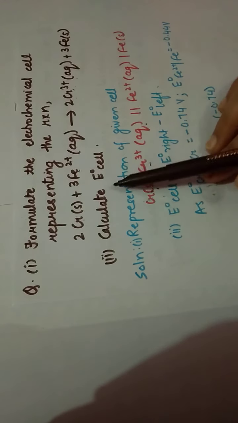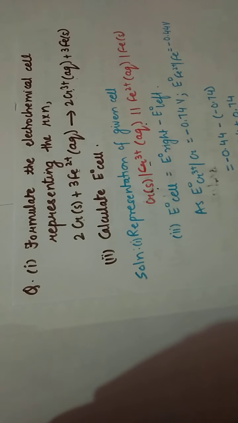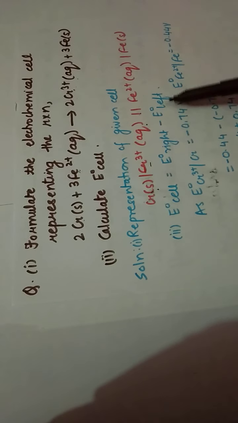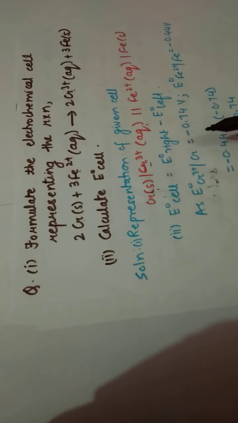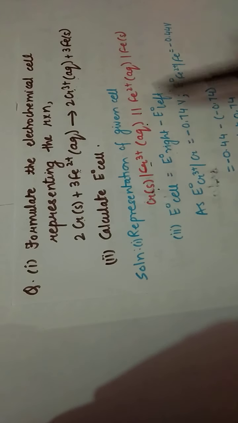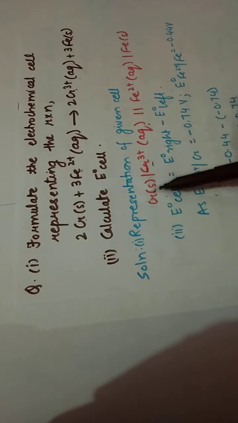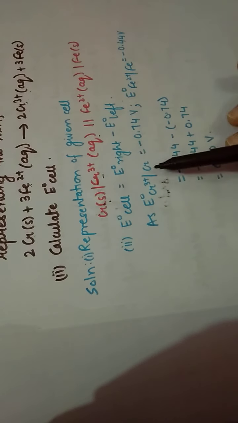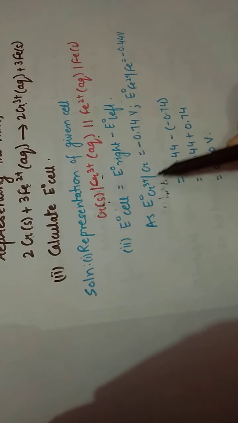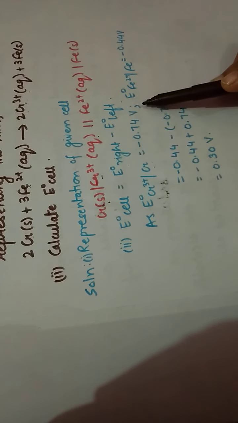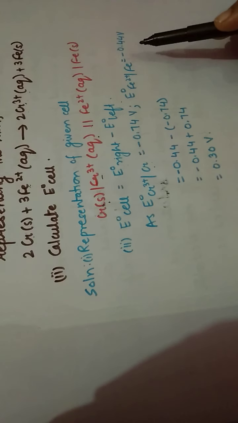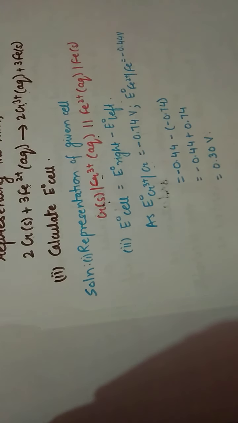Okay. Now what is asked is E0 cell. So children, E naught cell, I have told you, is equal to E naught cathode minus E naught anode. We got to know that the cathode is iron and the anode is chromium. So children, these values will be given to you in the exam. E naught of Cr3+/Cr is minus 0.74 volt and E naught of Fe2+/Fe is equal to minus 0.44 volt.